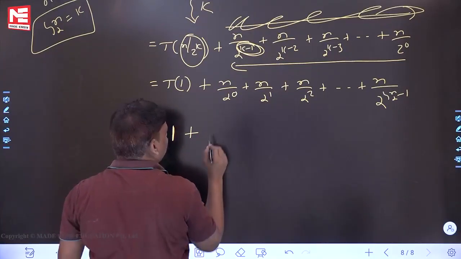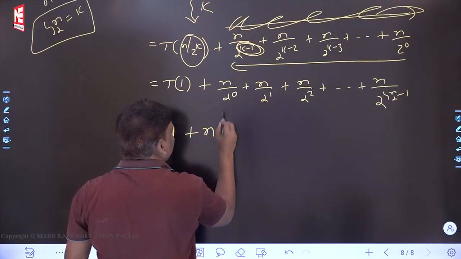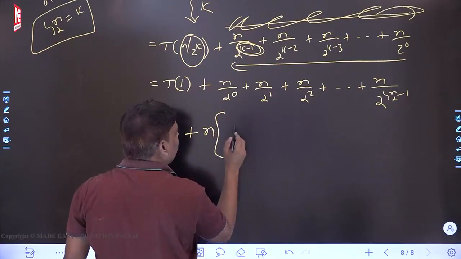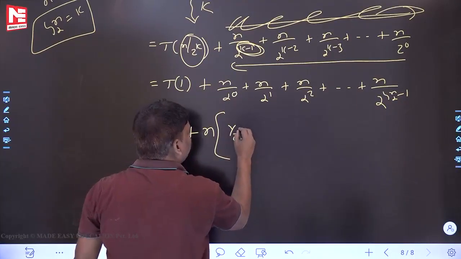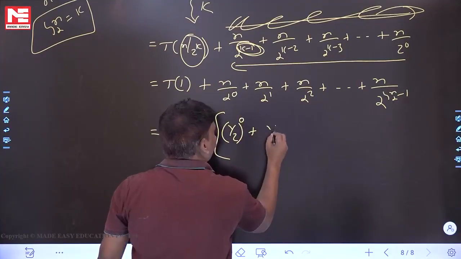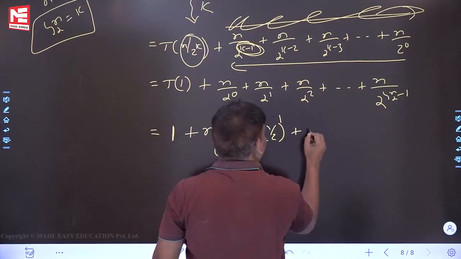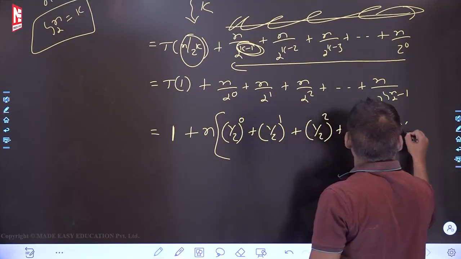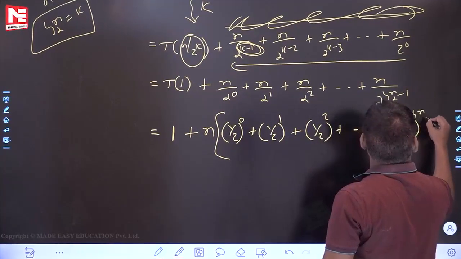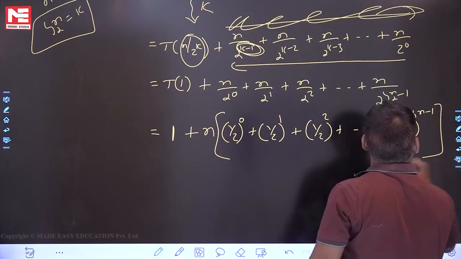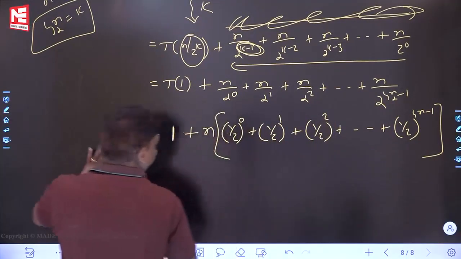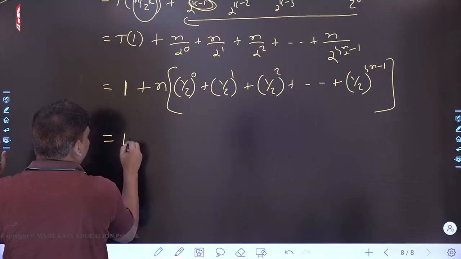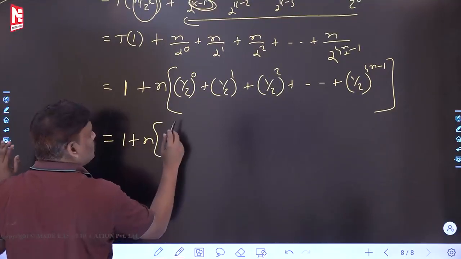Next one, plus. See this one, plus. N common. Remaining, let me write. 1 by 2, whole power 0. Next one, 1 by 2, whole power 1. 1 by 2, whole square. And so on. Lastly, 1 by 2, whole power log n minus 1. Right? Next one, see this one, 1 plus n into. This series you have to solve.